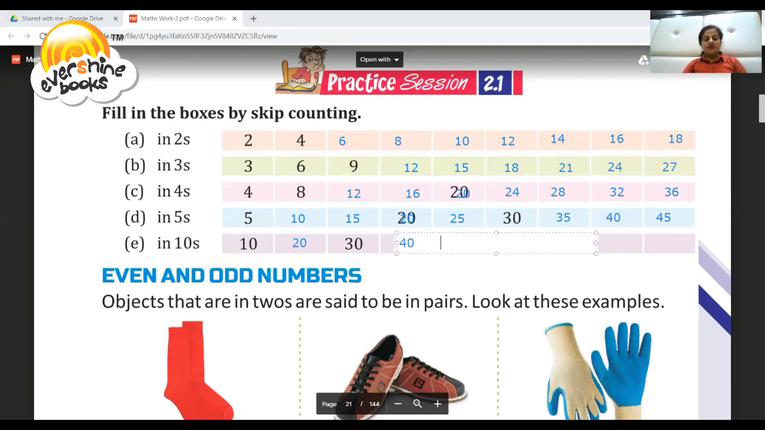After that, 50. After that, 60. 70 is written. Then what do you do? You are going to write here 80. After that, 90. Yes, we have done skip counting properly.